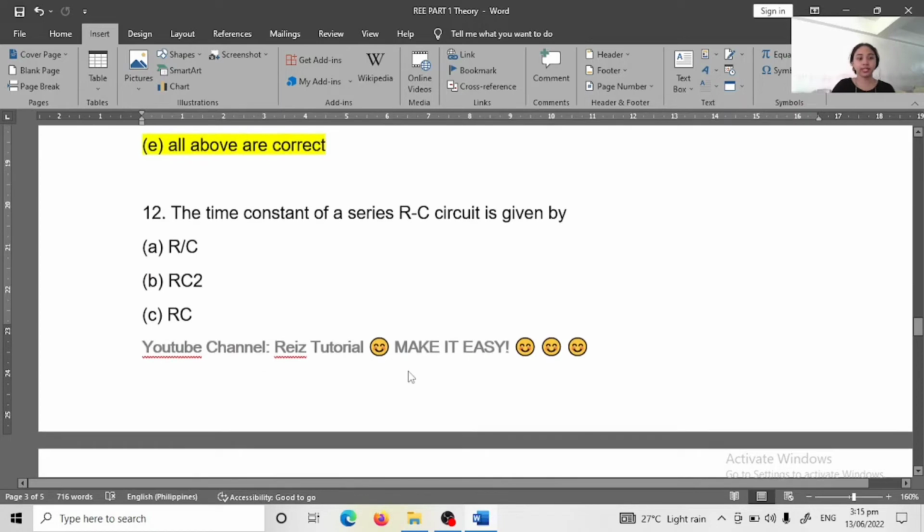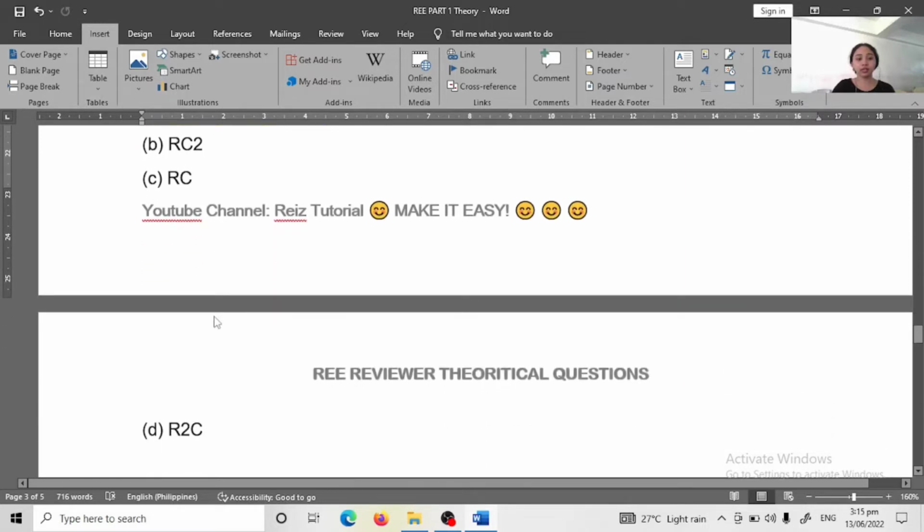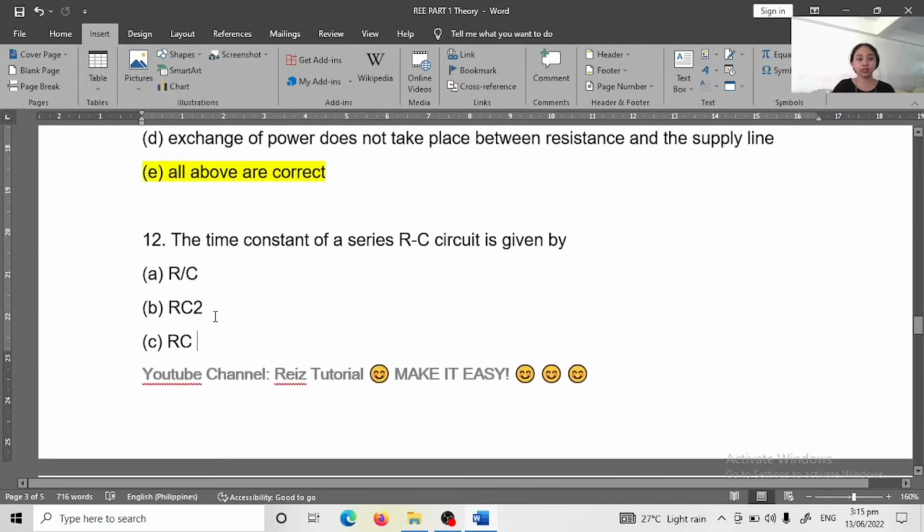Number 12. The time constant of a series RC circuit is given by A. R over C, B. RC squared, C. RC, D. R squared C. So the answer is that the time constant of a series RC circuit is RC.